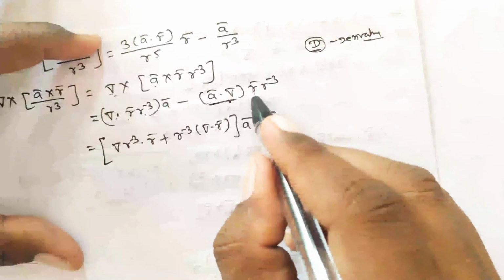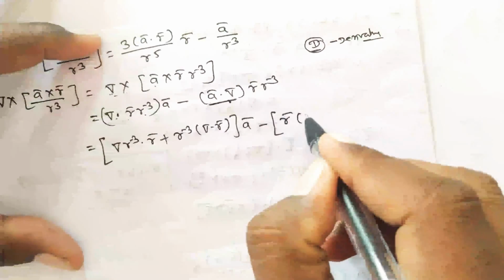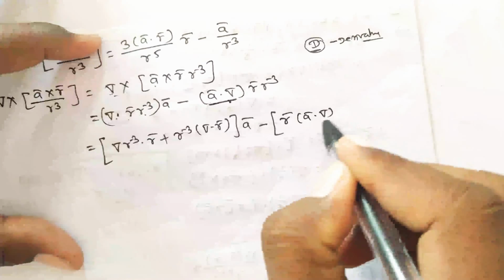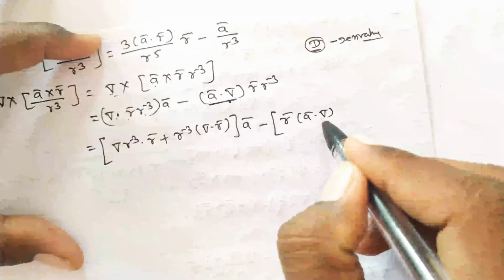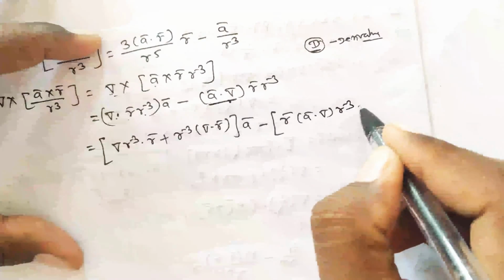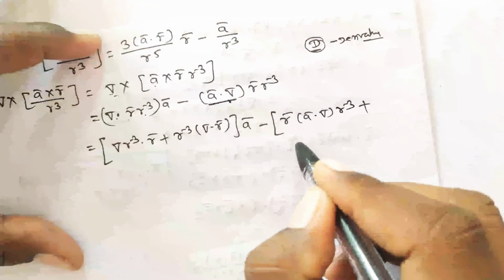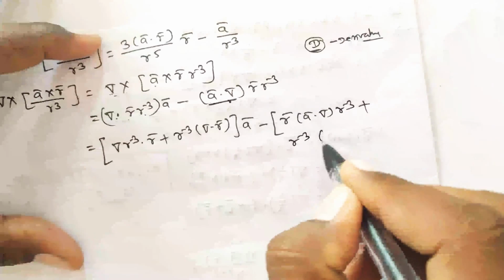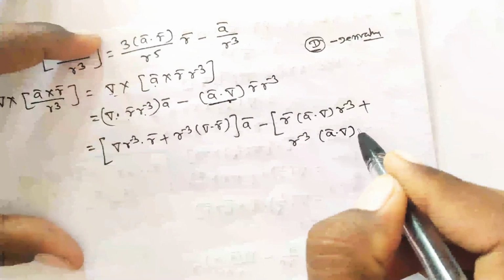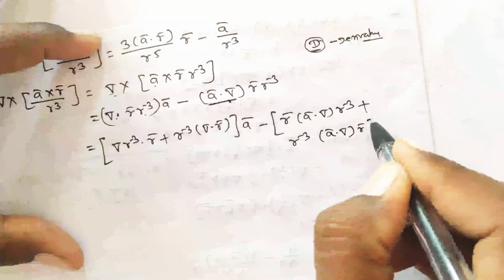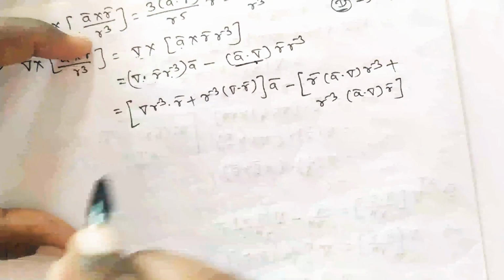So what is the u into v rule? Keep r bar as it is, into the derivative of, taking the second term, a bar dot del, that is a bar dot del of r raised to minus 3, plus keep r raised to minus 3 as it is, into a bar dot del of r bar. Okay, so this is the second quantity, and this is the first quantity.